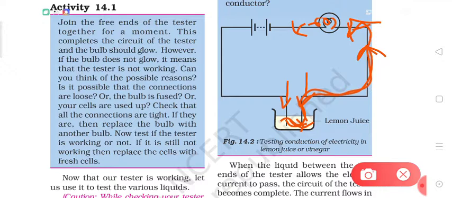So while we are using this tester which has a torch bulb, this may happen that with certain liquids which are actually conducting electricity, the bulb is not glowing. The reason is that the liquid is not allowing a sufficient amount of current to pass through it, and because of weak current the bulb is not glowing.